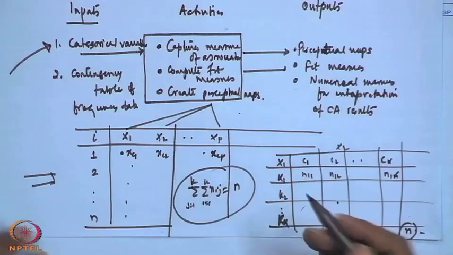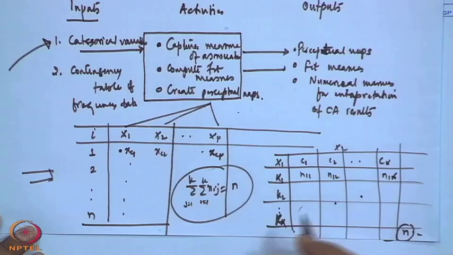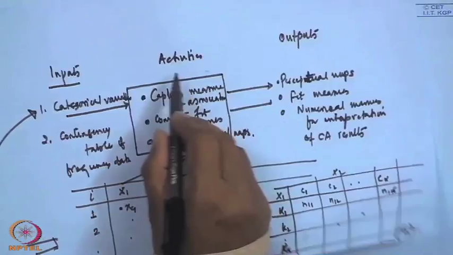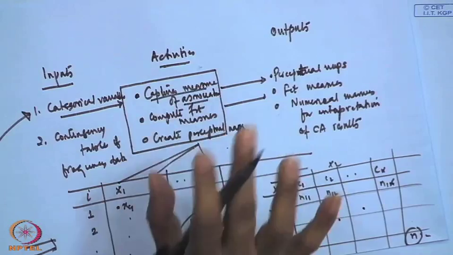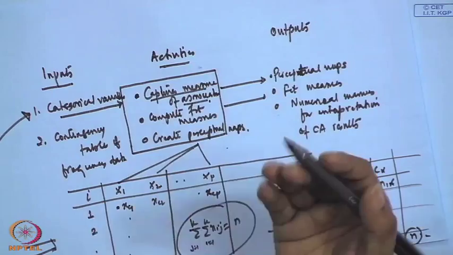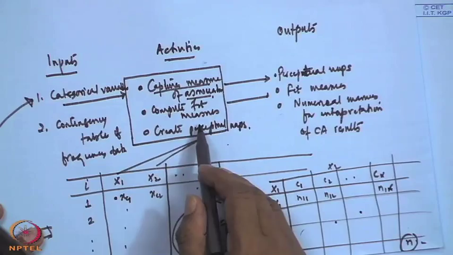If you have more than two categorical variables, you have to go for multiple correspondence or contingency tables, or we can say nested contingency tables. Okay. Then what are the activities that will be performed? You have to first find out the measure of association. How do you find out this measure of association, we will discuss next. Then once you find out the association measure, using those values you take some action, and then you get some results, and based on these results you find out the fit measures, and finally you will create the maps.